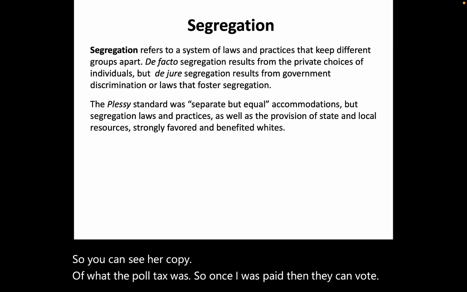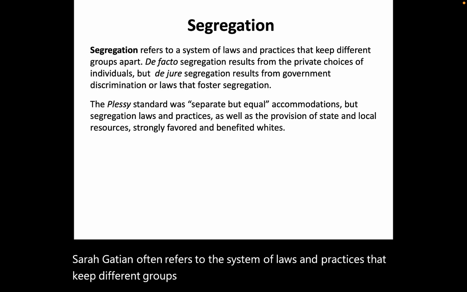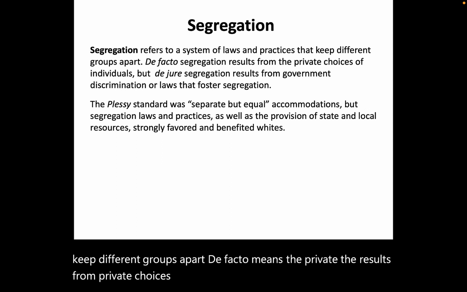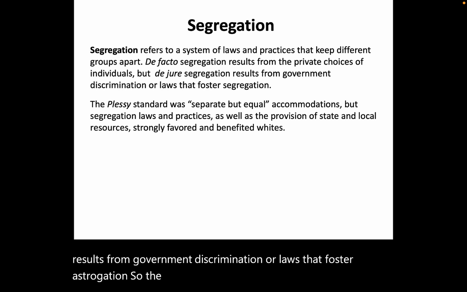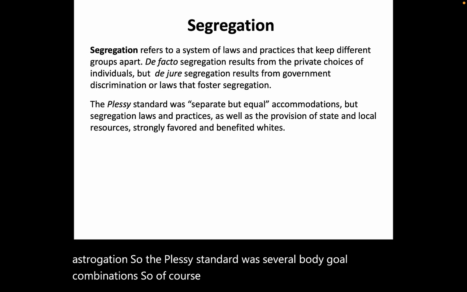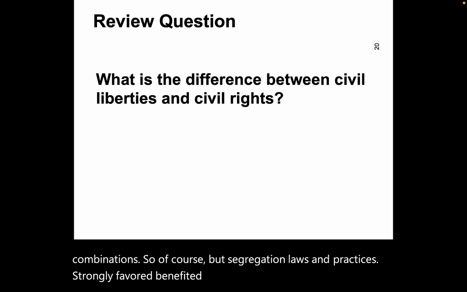Segregation often refers to the system of laws and practices that keep different groups apart. De facto segregation results from the private choices of individuals, and de jure segregation results from government discrimination or laws that foster segregation. The Plessy standard was separate but equal accommodations. But segregation laws and practices strongly benefited white individuals.